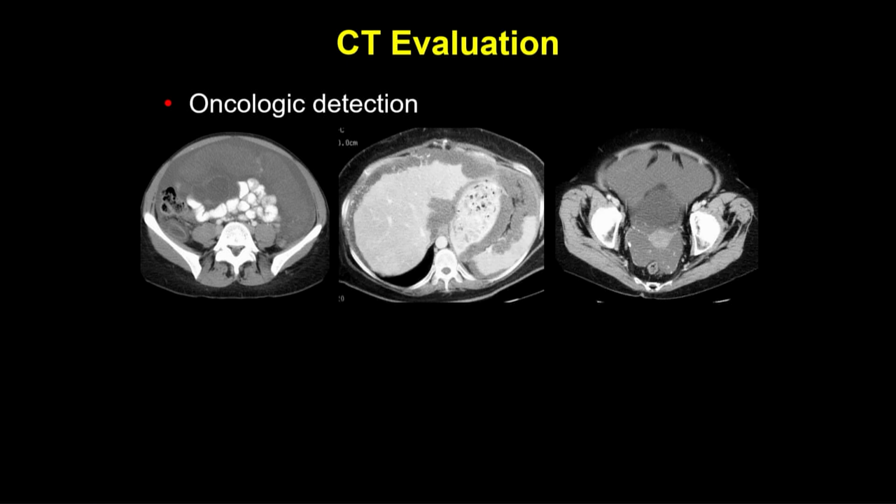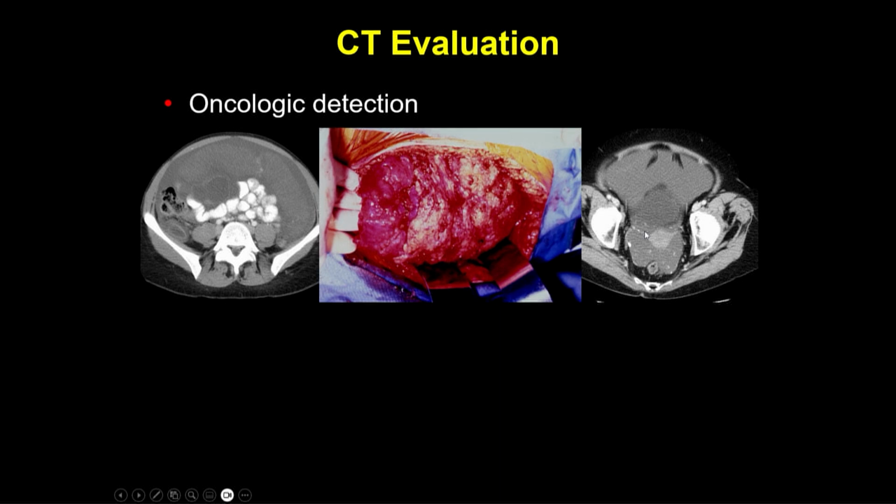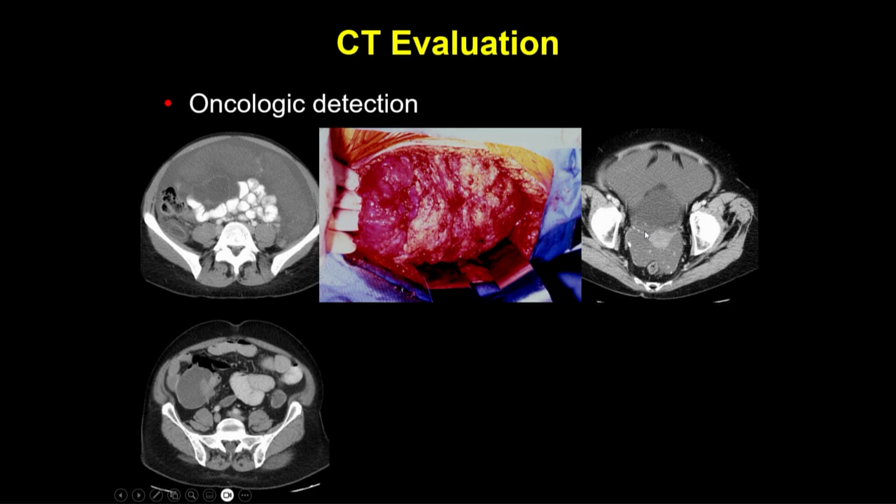Here are other cases of pseudomyxoma. You can get that scalloping. You can get septations with or without calcifications that you can see nicely here, the parietal thickening, and then these septations with calcification. And this is the jelly belly, of course, that we're all familiar with.